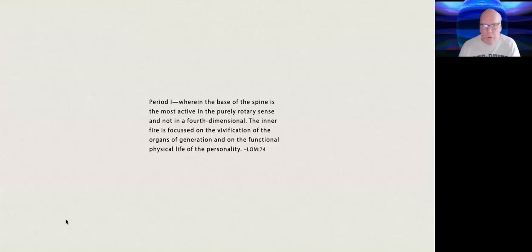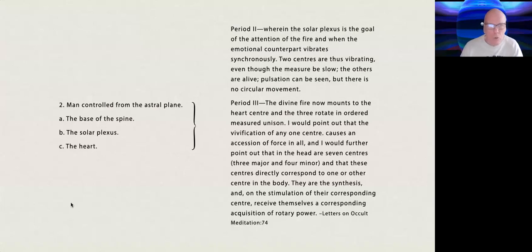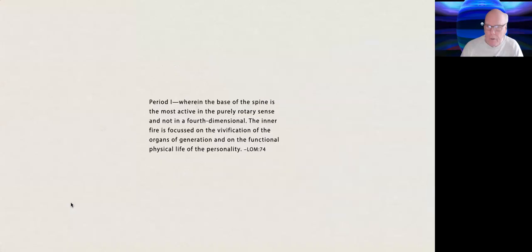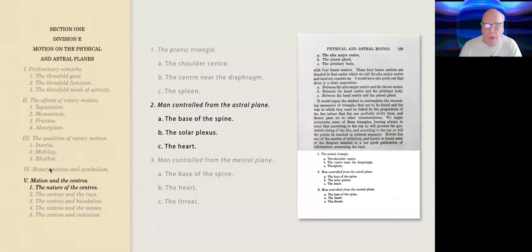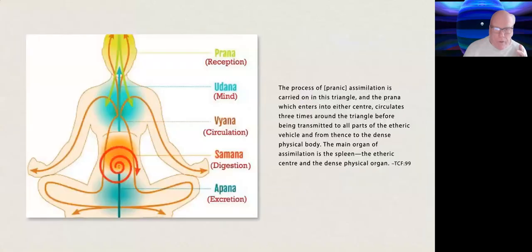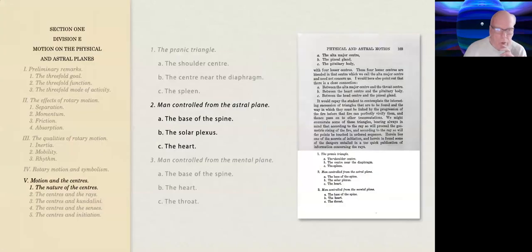So next, where am I? Boy, I'm just all mixed up. 2, man controlled from the astral plane, the base of the spine, solar plexus. All right. So the stage has been set by the period 1 description.